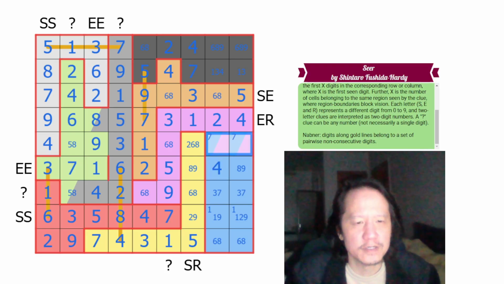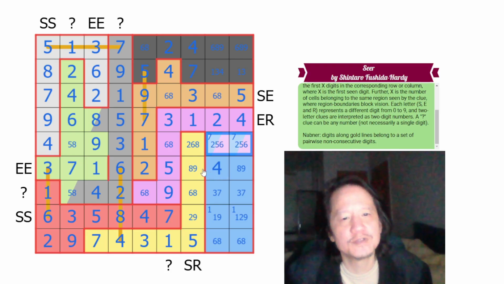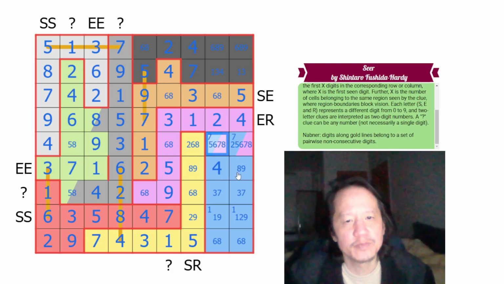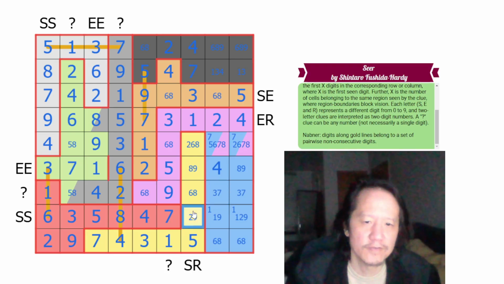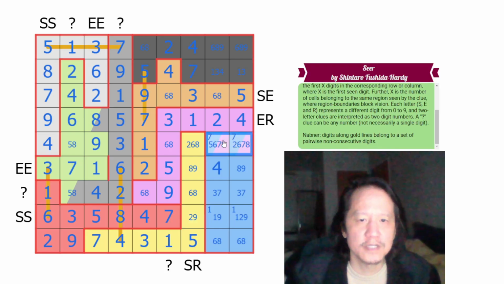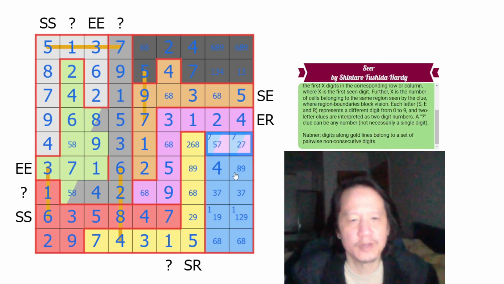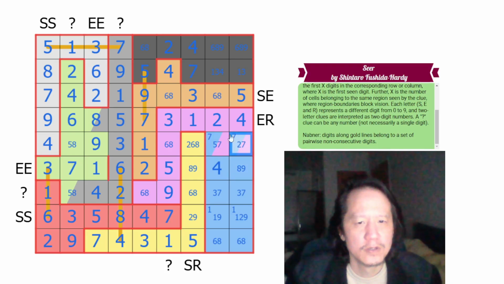What are these cells? It has to be 2, 5, 6, 7, 8. This can't be 2, and this can't be 5. 6 and 8 are not allowed in either of these cells because we already have a 6-8 pair in pink and in blue. So 6 and 8 cannot be here. So it's either 2, 7 or it's 5, 7. And this can't be 4.